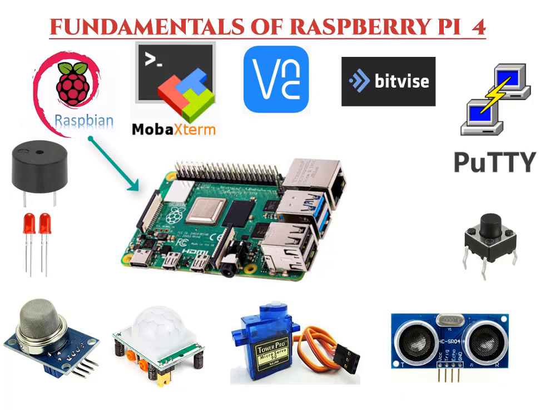Because it's a computer, it requires an operating system. So we're going to be using the Raspbian OS. I'm going to teach you how to download it. It's open source and it's free. So we're going to learn how to download and install it into the Raspberry Pi.